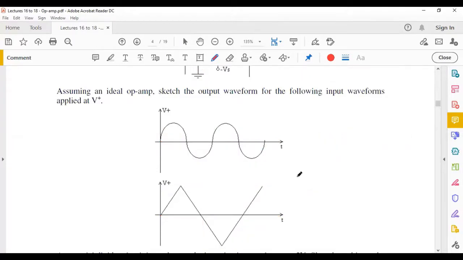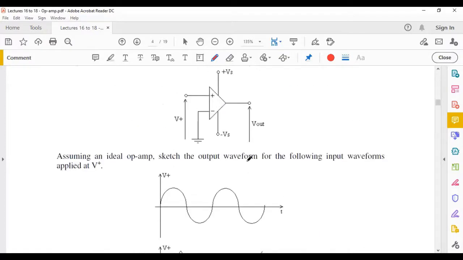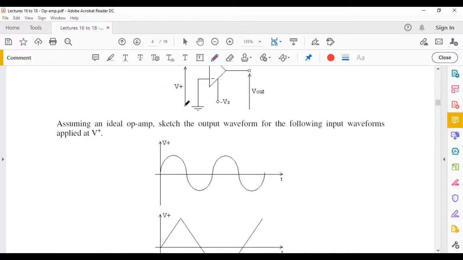Okay, so I remove everything. Now, what are we saying here? We are setting the reference instead of this being 0 volts. Now we're saying it's setting it at 2 volts. Let's try to draw a straight line here. So it's just set at 2 volts.